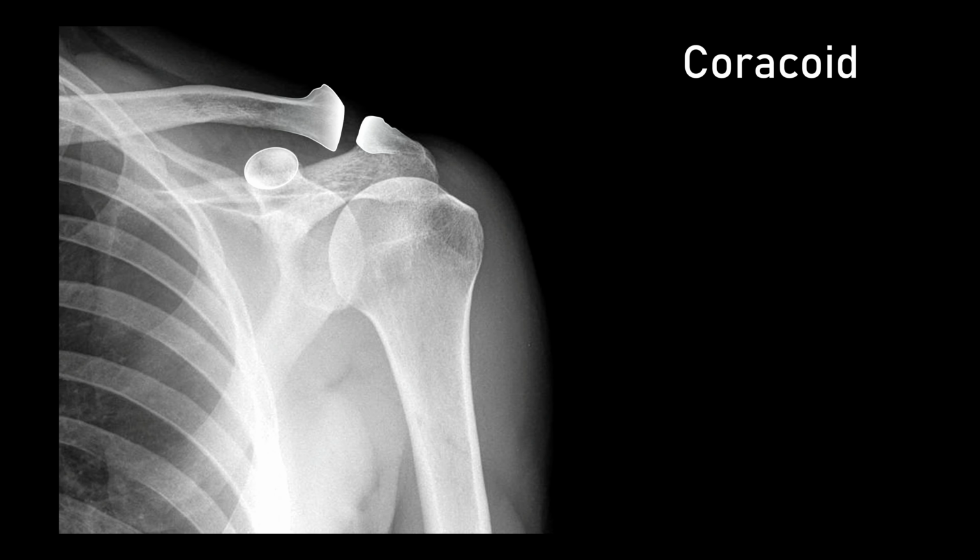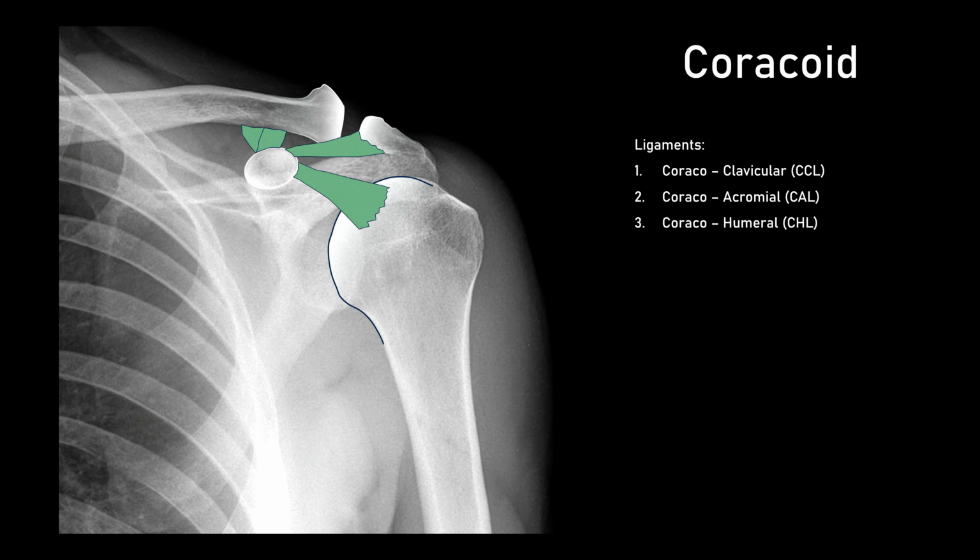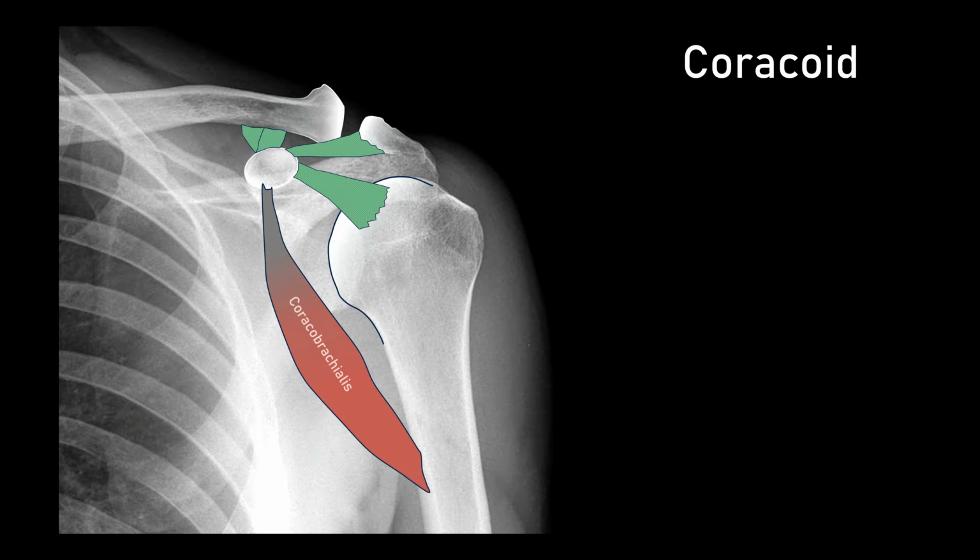Now the coracoid. The coracoid is a very important structure. As we saw earlier, many of the ligaments are attached to the coracoid: the coracoclavicular, the coracoacromial, and the coracohumeral ligaments. It also has three muscle attachments. The first one is the coracobrachialis muscle, which attaches to the medial surface of the humerus and the coracoid.